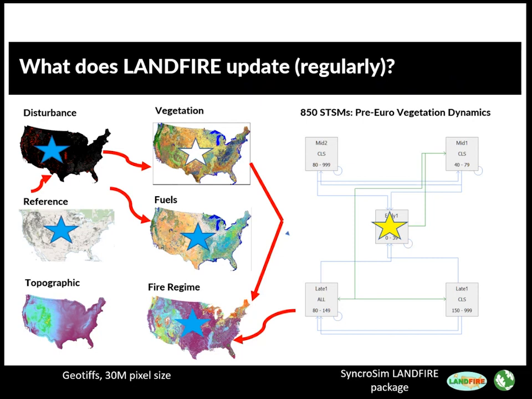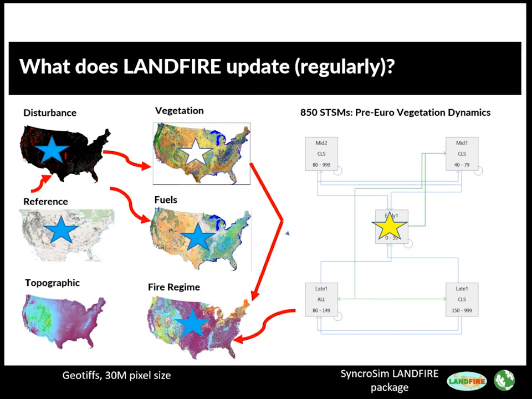So we also see there's 850 state and transition simulation models, pre-European colonization vegetation dynamics, 850 in the lower 48, plus Hawaii. We don't have any for Puerto Rico, anyway. And then another 90-something in Alaska.